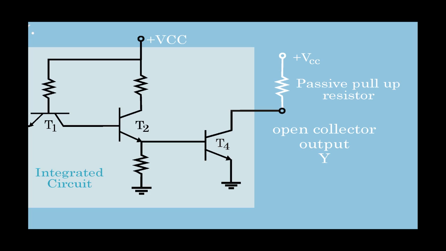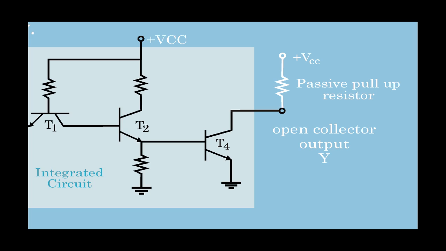You can see in the diagram that the collector pin is taken out of the IC to connect the output. Now, if the output is to be connected to another circuit, some current has to be passed through the collector of transistor T4. To pass a current, we have to connect an external resistor to the power supply plus VCC.